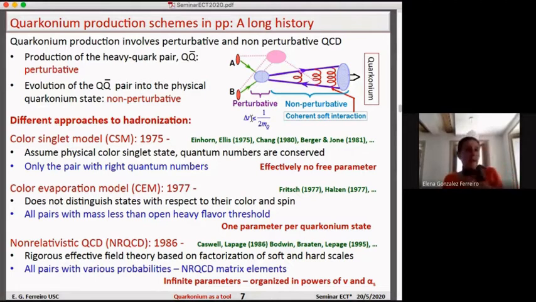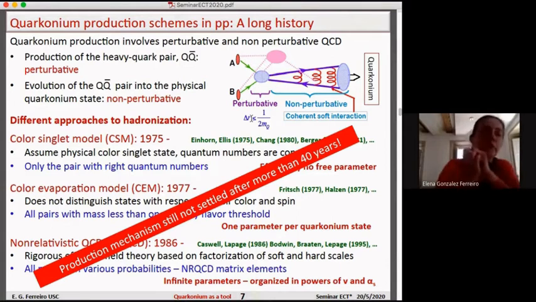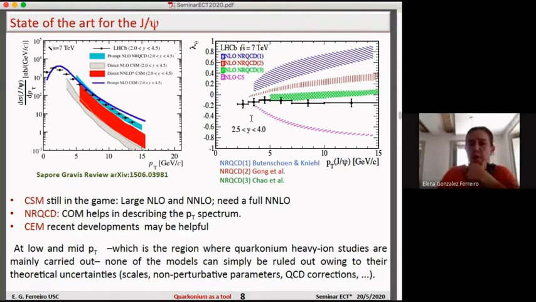You then have the non-relativistic QCD matrix elements, which are considered to be universal, so the same for different states, and you will have infinite parameters that are organized in powers of alpha_s. The point is that after more than 40 years, the partonic production mechanism for quarkonia is still not settled. And this can be a problem or not, as I will show you. So first of all, the state of the art concerning proton-proton production at a partonic level for the J/psi.